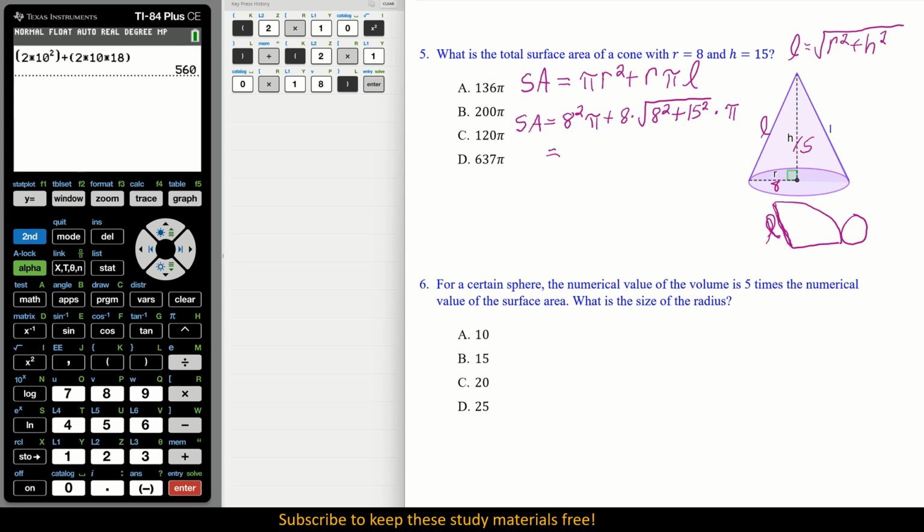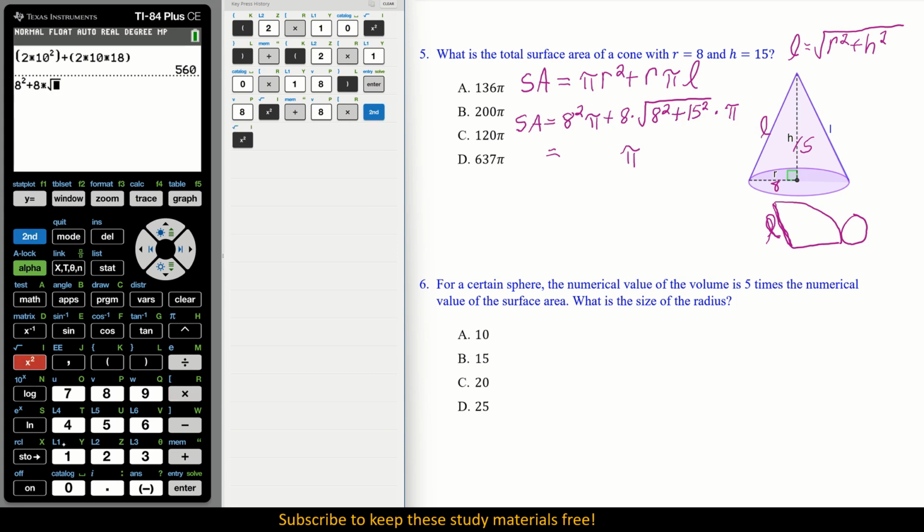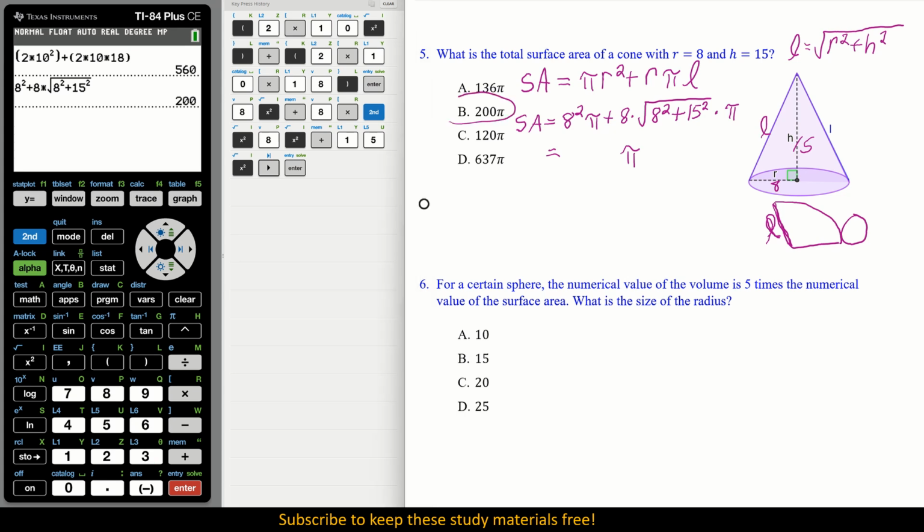Okay. Well, let's put that in. Remember, pi is hanging around. So let's put this in the calculator. So we have 8 squared plus, okay, 8 times under the square root, and that is, again, 8 squared plus 15 squared. All right, and that's all we have to do. Double check it, make sure it's correct, push enter, and that is correct, which would be option B.